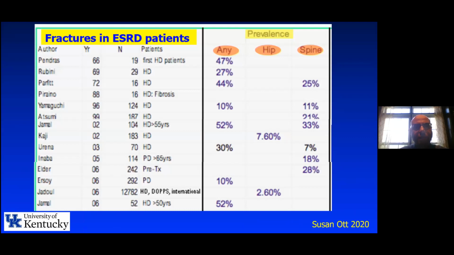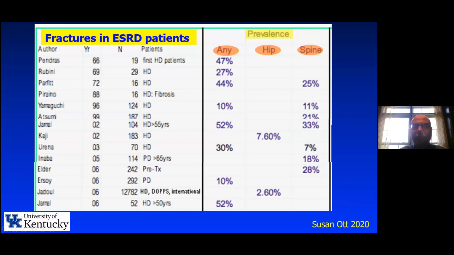Here is the prevalence of fracture in our dialysis patient. In different studies, in a meta-analysis, you can see from 10% to 52% of our dialysis patients have experienced fracture in the past. This depends mainly on the duration of dialysis, the duration of CKD, and also the age of the patient. So patients who are on long-term dialysis and are elderly, you can see 40–50% of them have fracture. I want you to focus here on spine fracture.